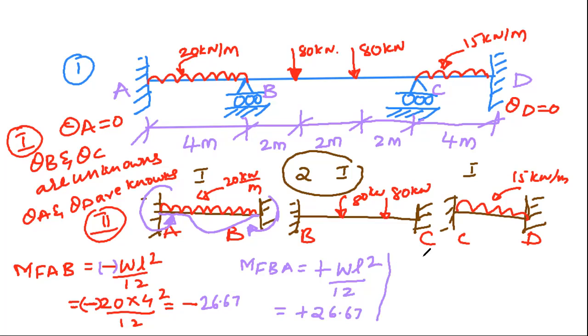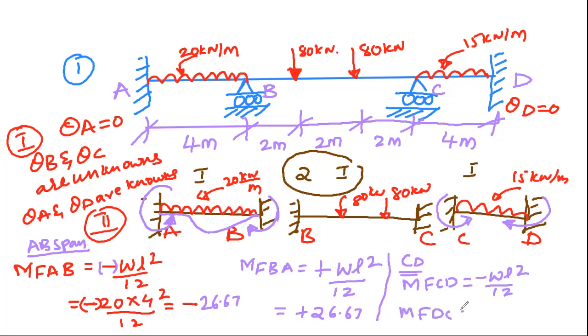Similarly, now I will calculate for CD span. So this is for AB span, and now I will go for CD span. Again, I will come back to BC span. For CD span also same story. Here also there is an anti-clockwise support movement. So again MFCD is minus WL square by 12, and MFDC again will become plus WL square by 12. You just substitute the values, you will get the answers as minus 20 and plus 20.